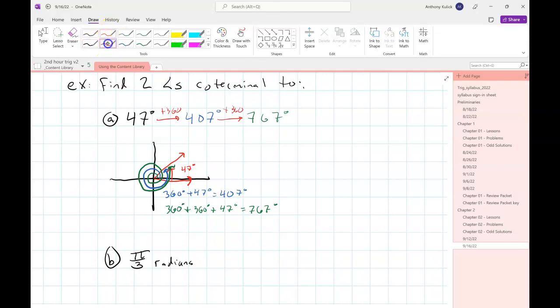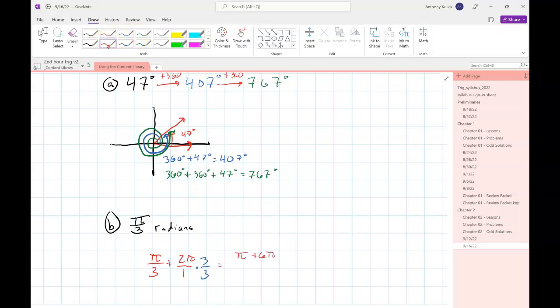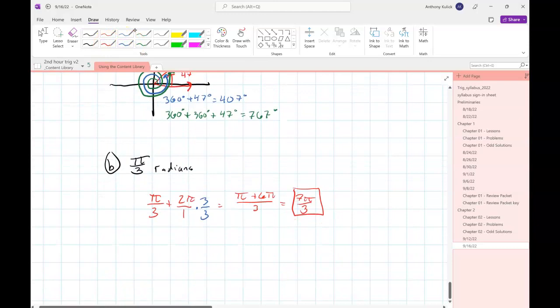Can I do pi over 3 plus 2 pi in my calculator and get an exact answer? Nope. What am I going to have to do to add those two things together? Make a common denominator. That common denominator would be 3. So that would be 7 pi over 3. Everybody's okay with that?